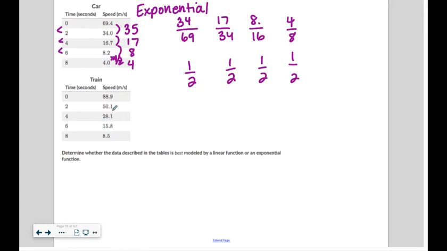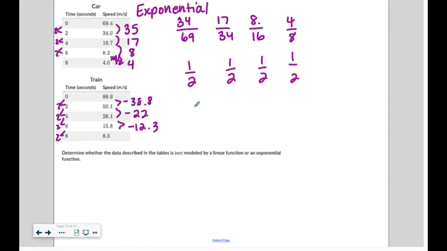All right, so the train. We want to look at the train as well. Again, all those x's are changing by 2. So yeah, I would like to see if it's linear. So I am just going to check 88.9 minus 50.1. So it's going down by 38.8. And then from 50.1 minus 28.1, it's going down by 22. And then from 28.1 to 15.8, it's going down by 12.3. So I could already tell it's not linear.